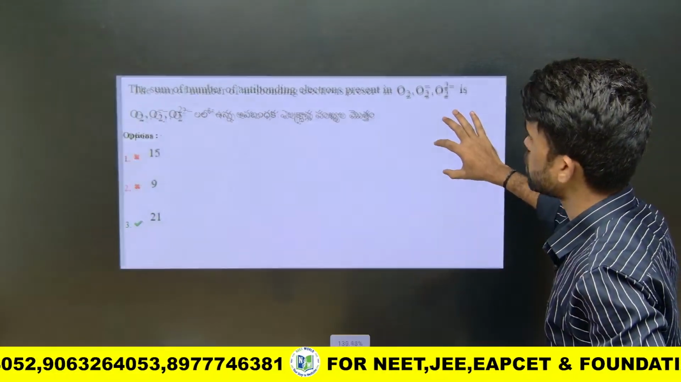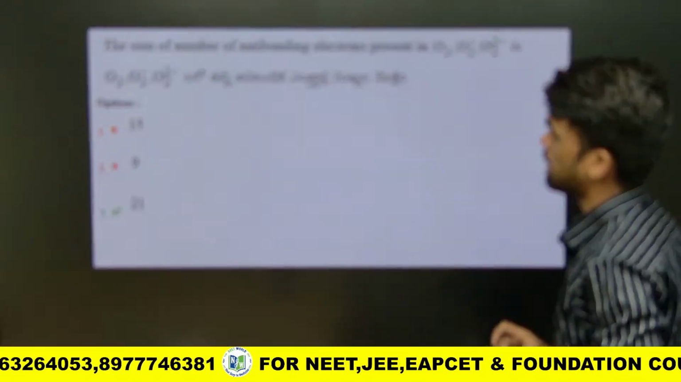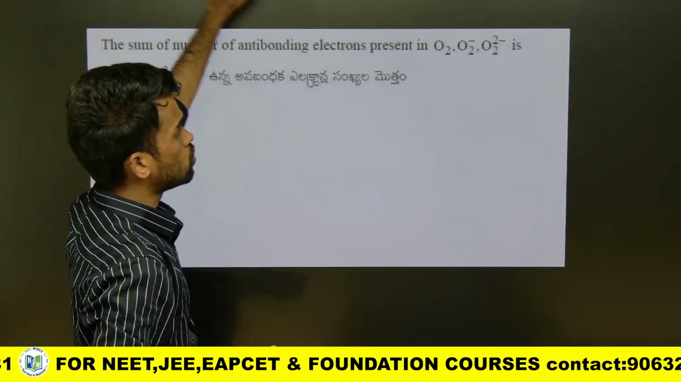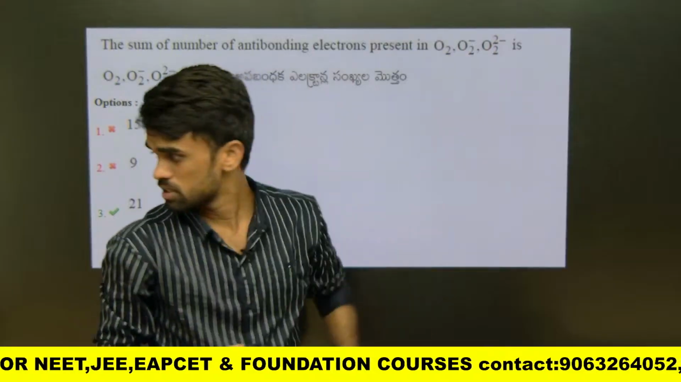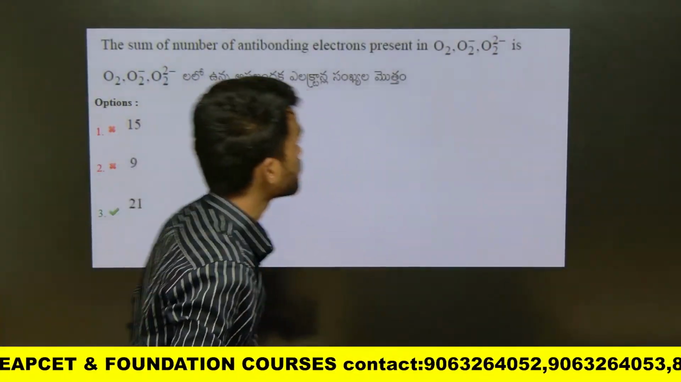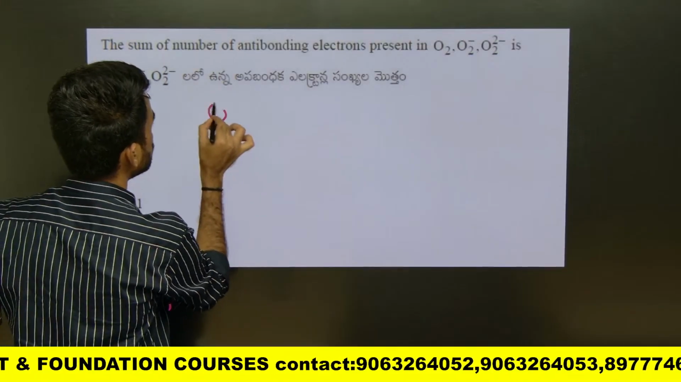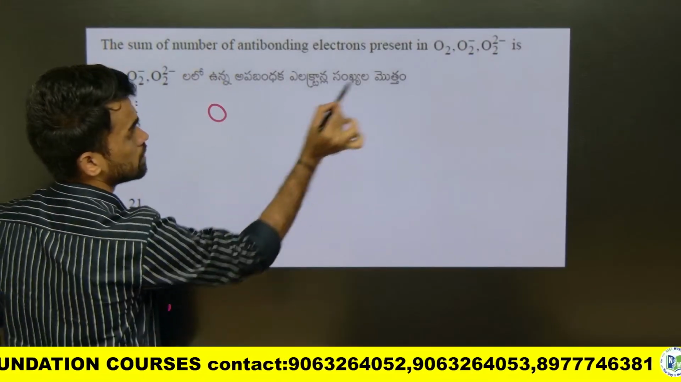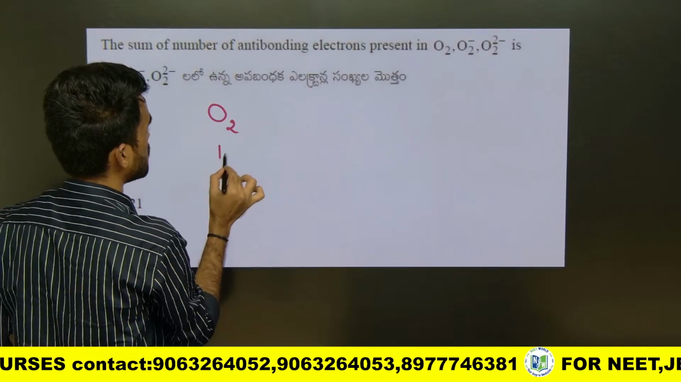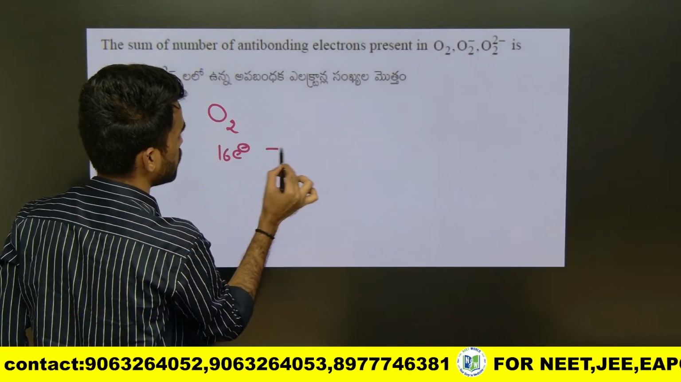Again there is a question from molecular orbital theory. Yes, how do you solve this question? See, they have given O2, O2 minus, O2 2 minus. So how can we answer this question? Tell me. Look here. For O2, we know oxygen atomic number is 8. It is given as the O2 molecule, so 16 electrons are there. So 16 electrons means how can you fill this?